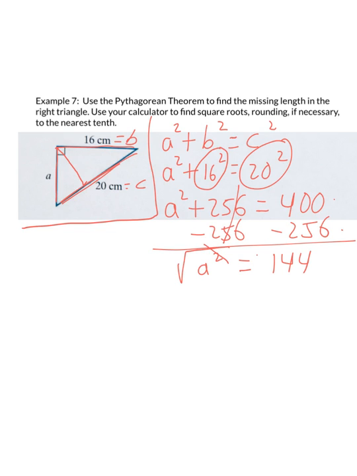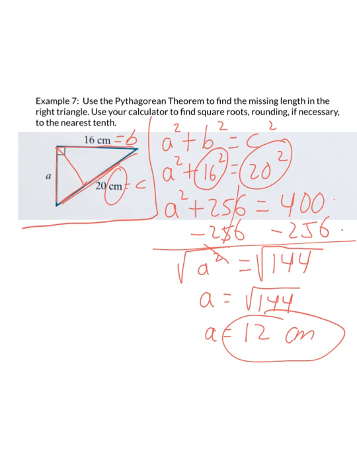Once you have the letter squared by itself, then at the very end, you can do square root to get rid of the square. I'm also going to square root the other side. So A is the square root of 144, which is 12. The units are the same as the original picture, which were centimeters. So we should be getting 12 centimeters as the final answer.